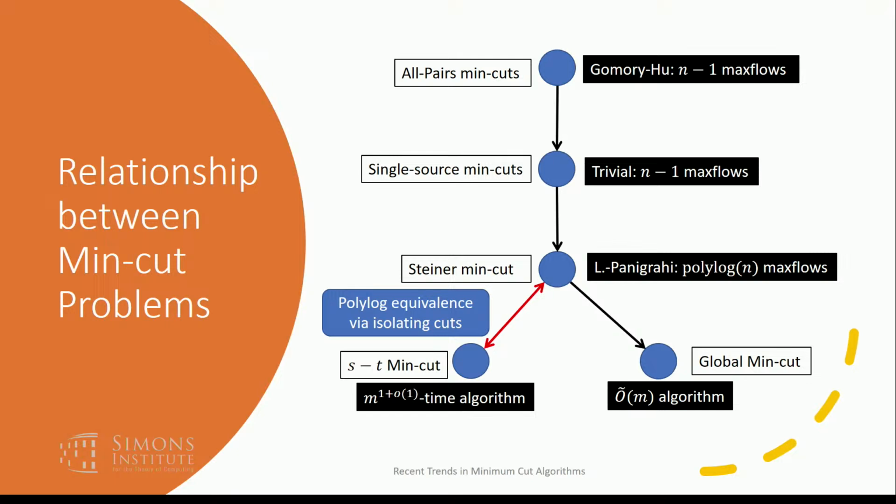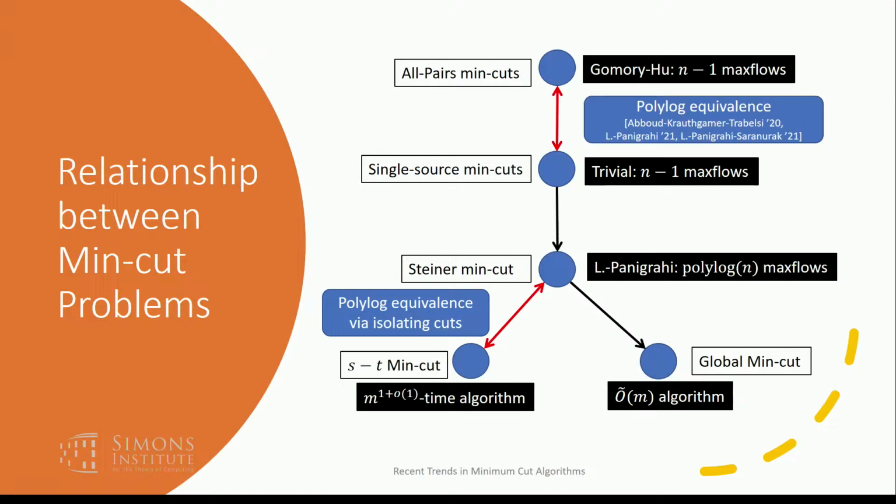Here is a diagram of the current landscape of min cut problems. At the very top, we have the hardest problem, all pairs min cut, which can be solved in n-1 max flows. This reduces to an easier problem, single source min cut, and an even easier problem, Steiner min cut. By recent work, we show that Steiner min cut is equivalent up to polylog factors to single source min cut. And finally, here we have global min cut, solved in near linear time by Karger, independent of any max flows.